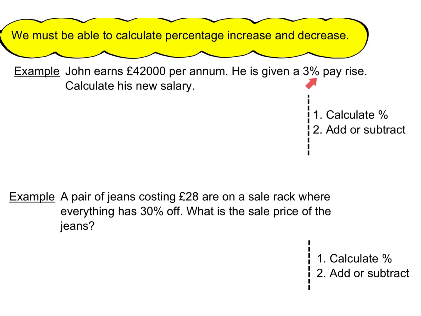So a 3% pay rise means he now gets paid 3% more than he did before, so we're going to have to find out what 3% of this is first so we can then add it on. So 3% of 42,000 is the question. So again, we're going to go through our little checklist.